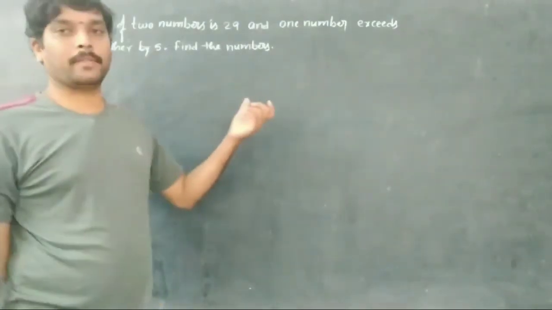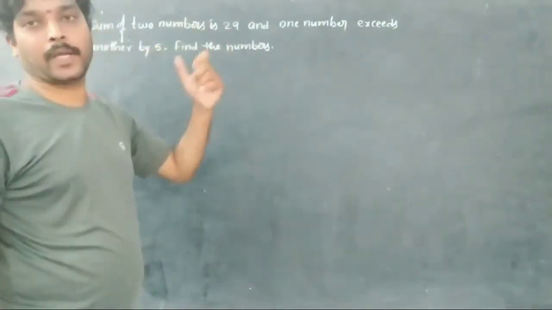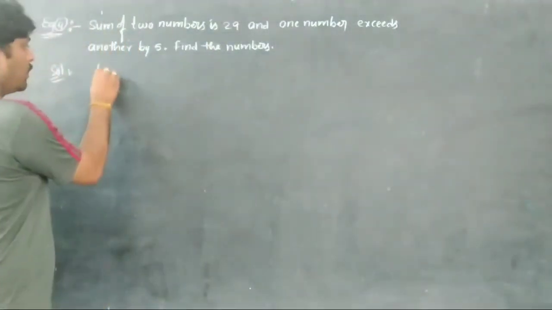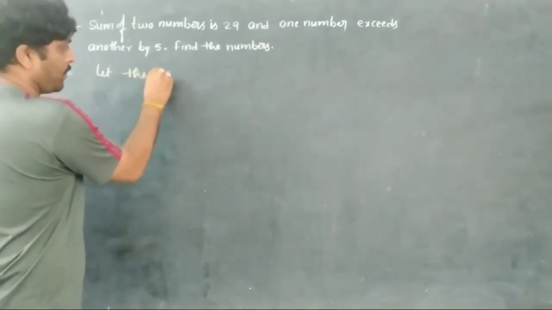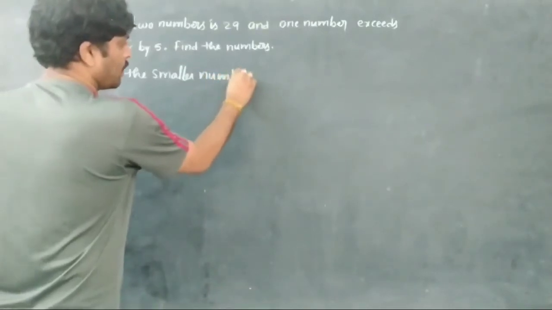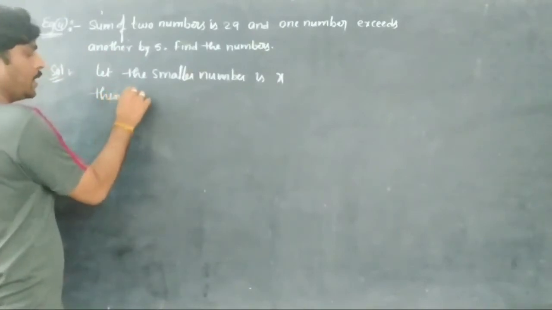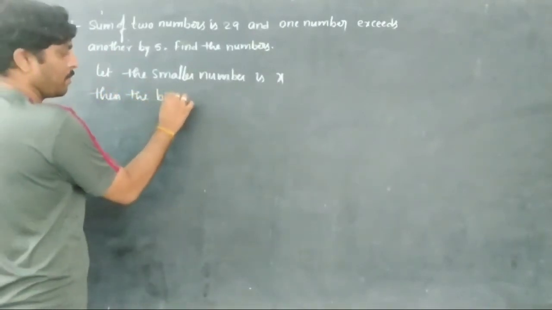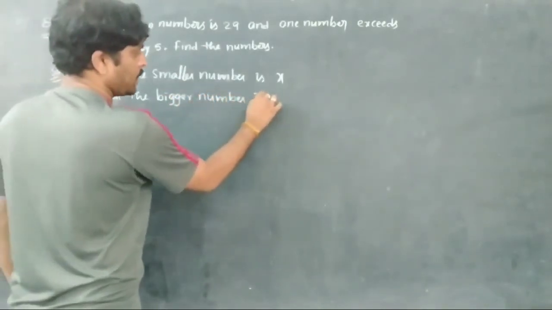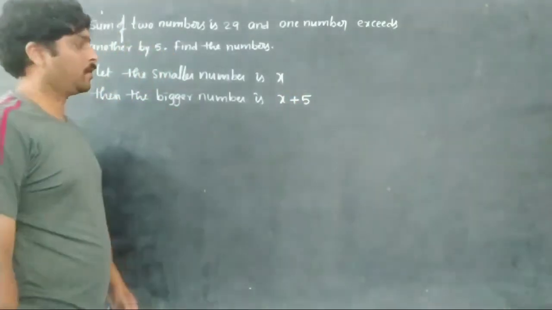here the sum of two numbers is 29. One number exceeds the other by 5. Means one is small, one is big. Let the smaller number be x. Then the bigger number is x plus 5, because one number exceeds the other by 5.